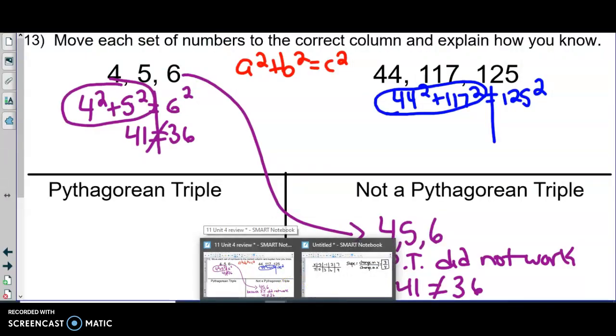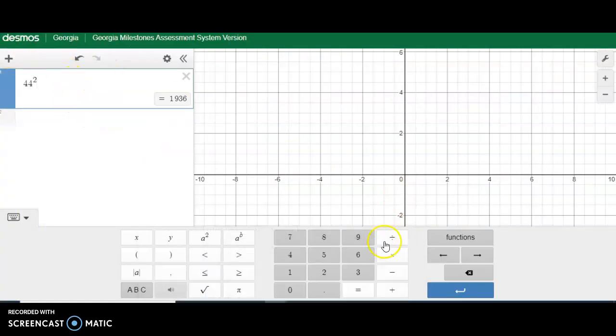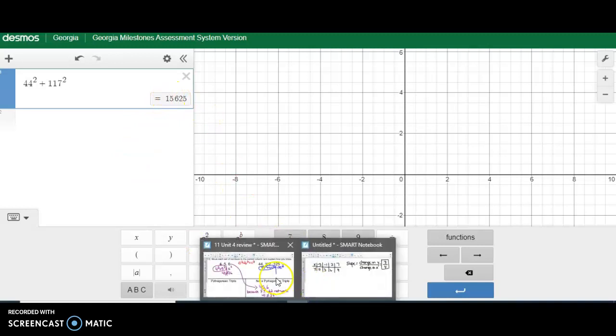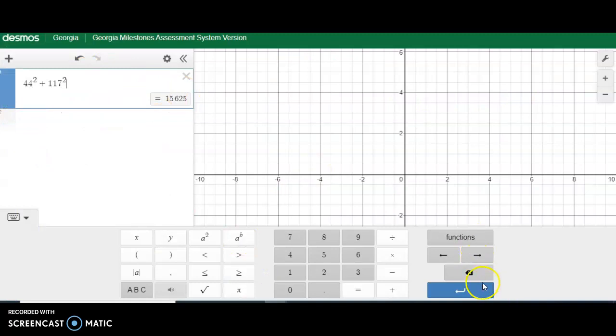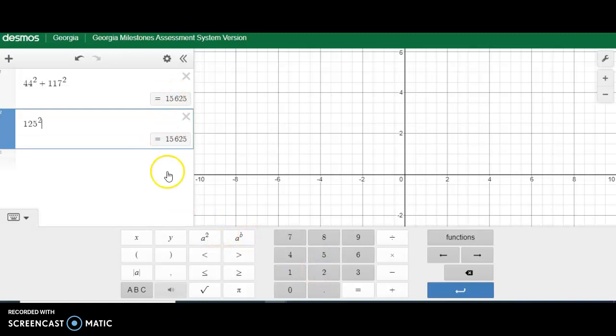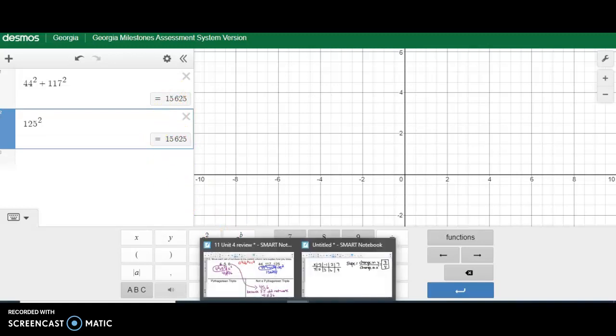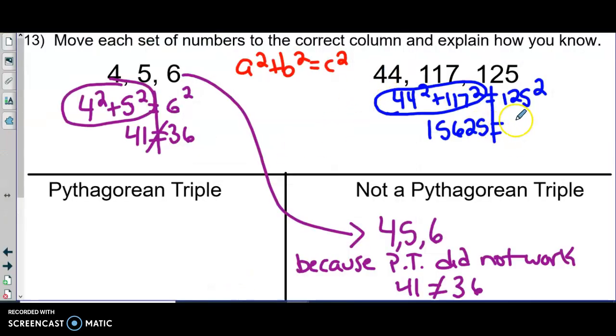plus 117 squared. That equals 15,625. I'm going to go over here and write that down. And then I'm going to type in 125 squared. And that also equals 15,625. So we know that this one is a Pythagorean triple because the Pythagorean theorem does work.